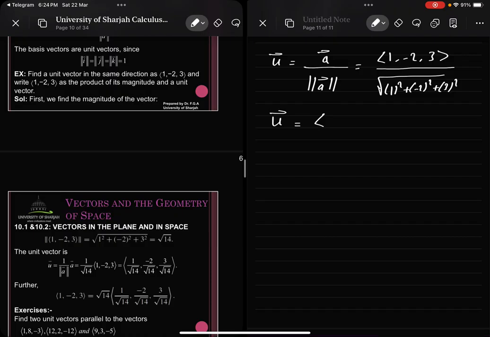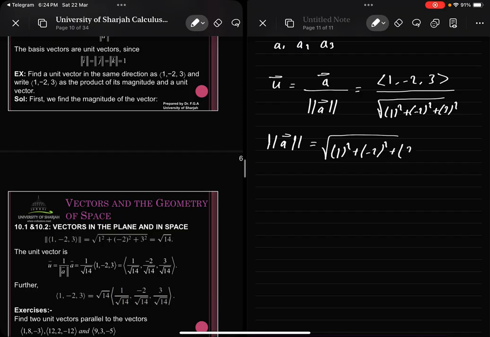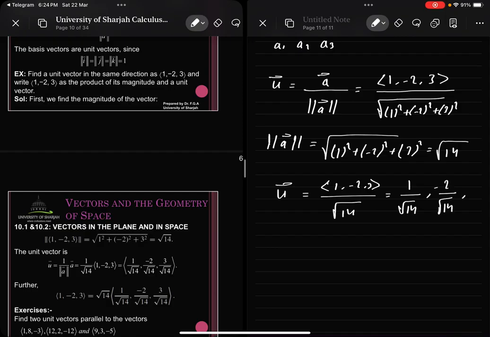The magnitude of vector A, which is 1 squared plus -2 squared plus 3 squared, will be the square root of 14. So the unit vector will be 1 over the square root of 14 times 1, -2, 3, and you can write it like 1, -2, and 3 each over root 14.